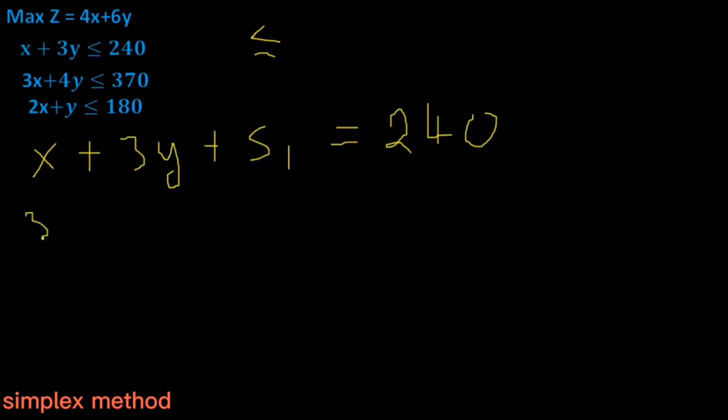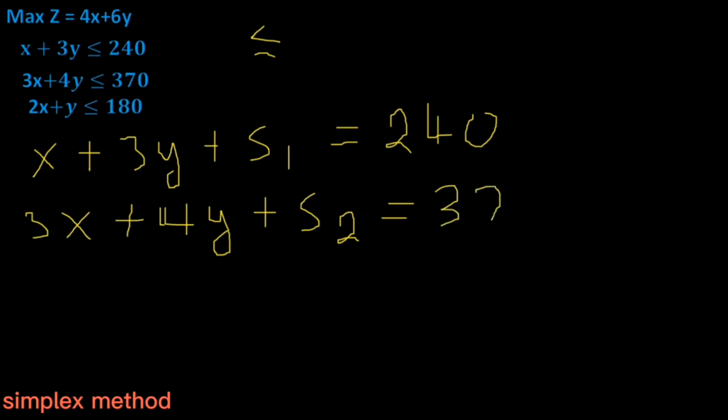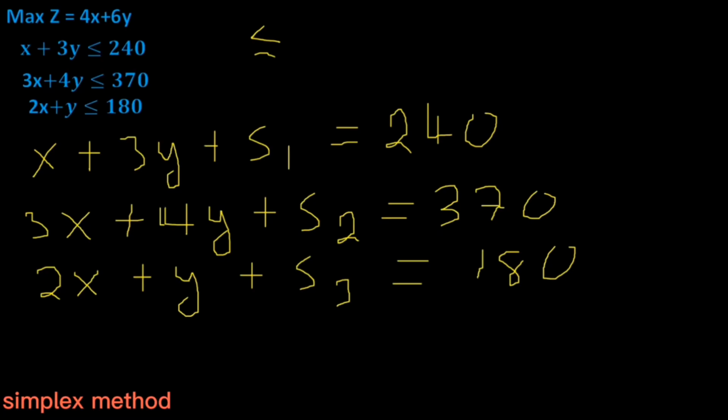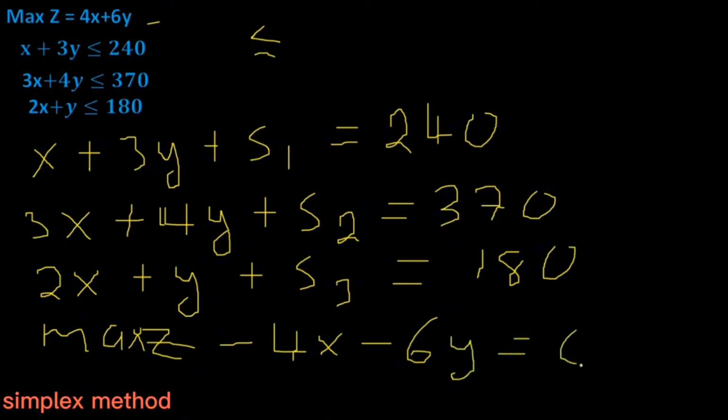The next one, you have 3x plus 4y plus s2 is equal to 370. And the next one, you have 2x plus y plus s3 is equal to 180. That's our next equation. On the other side, you have to move the 4x plus 6y to the left side. That is max z. Max z minus 4x minus 6y is equal to 0. This is our next equation.